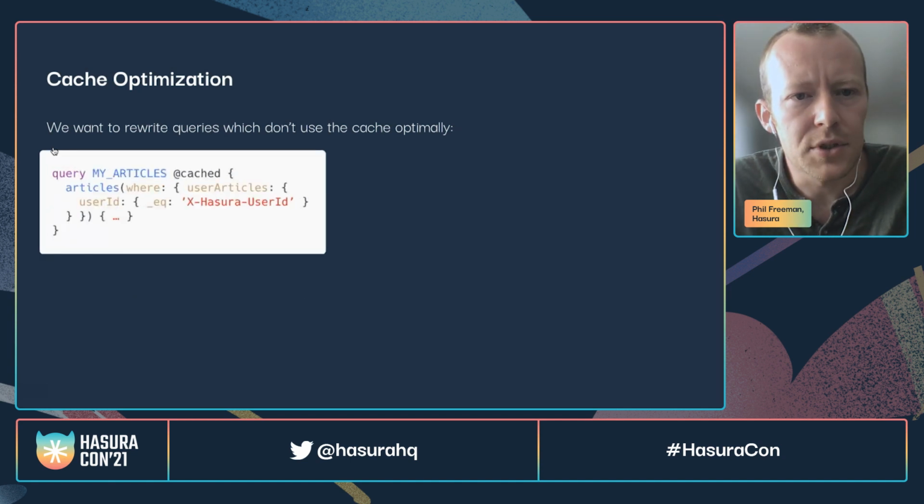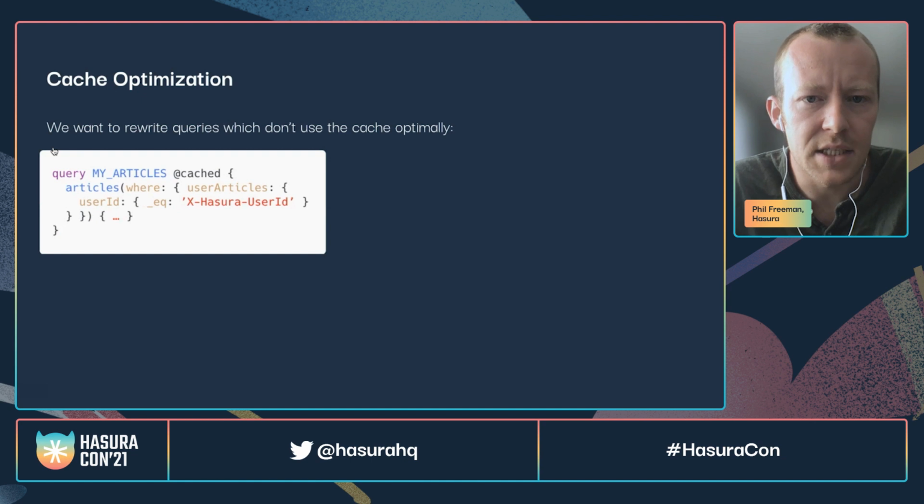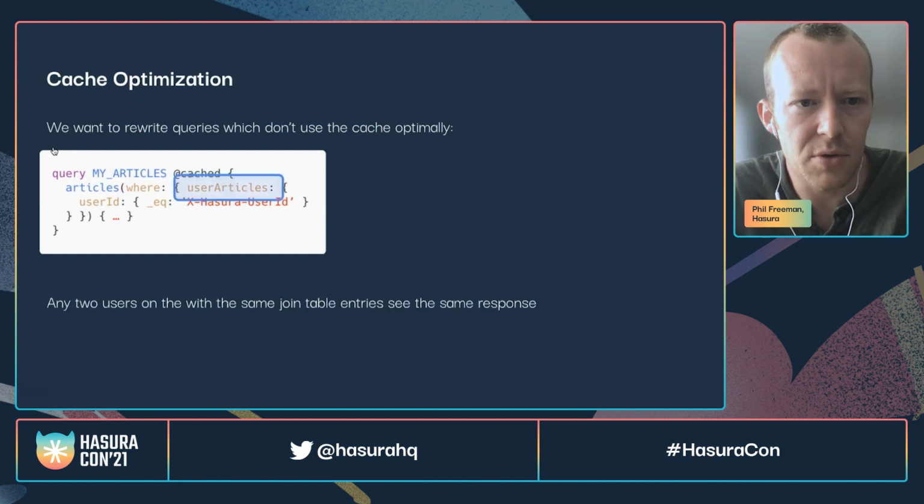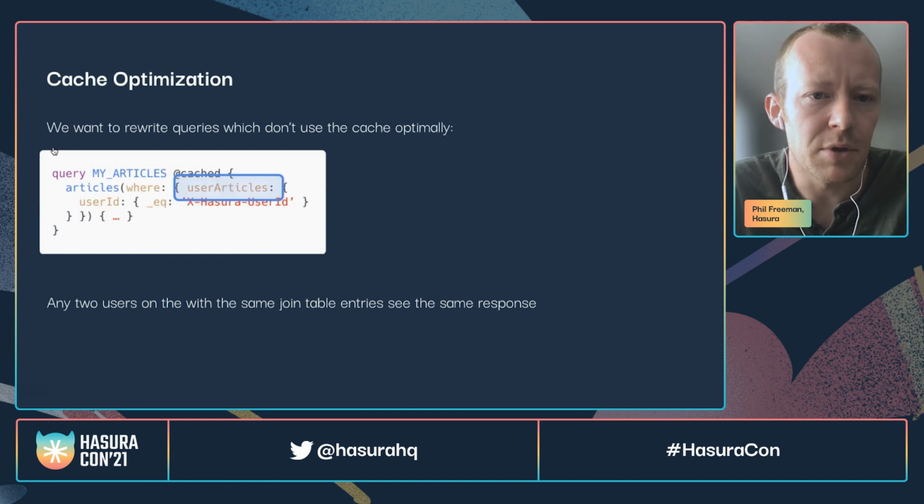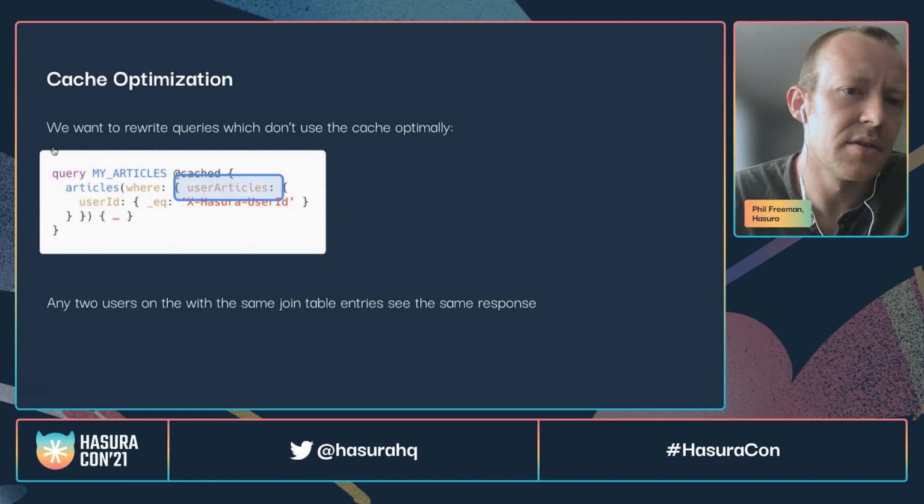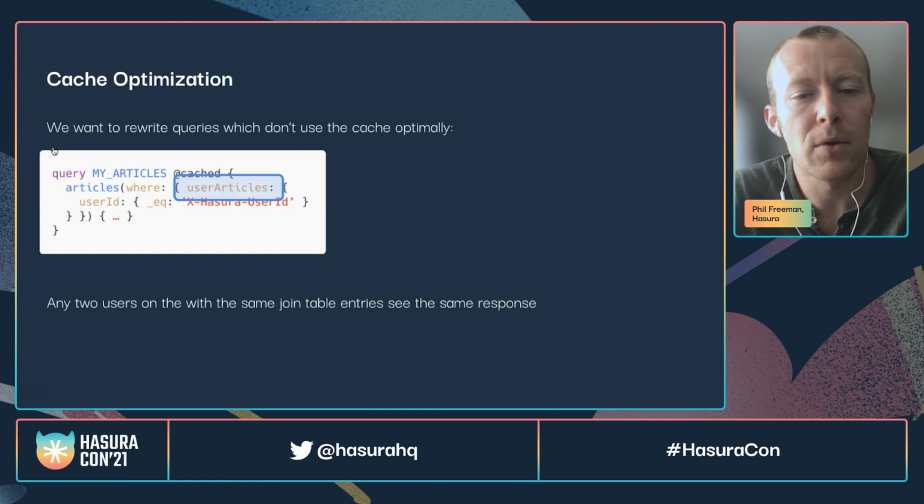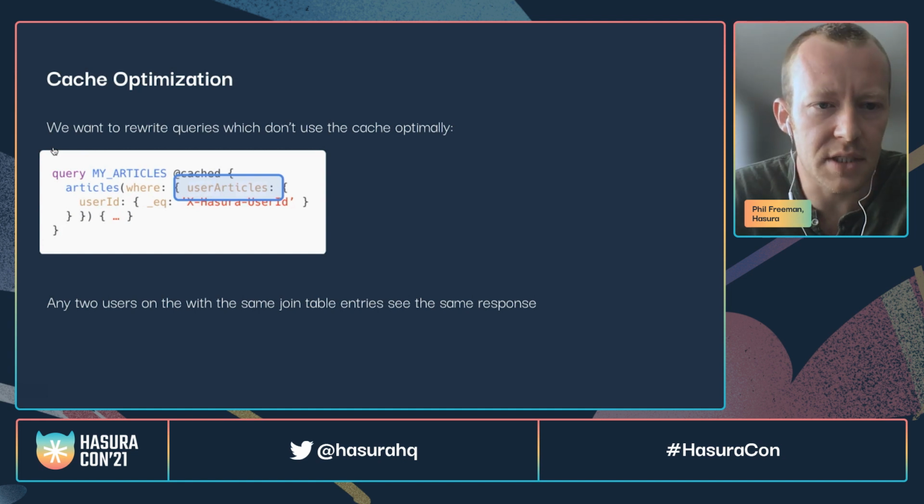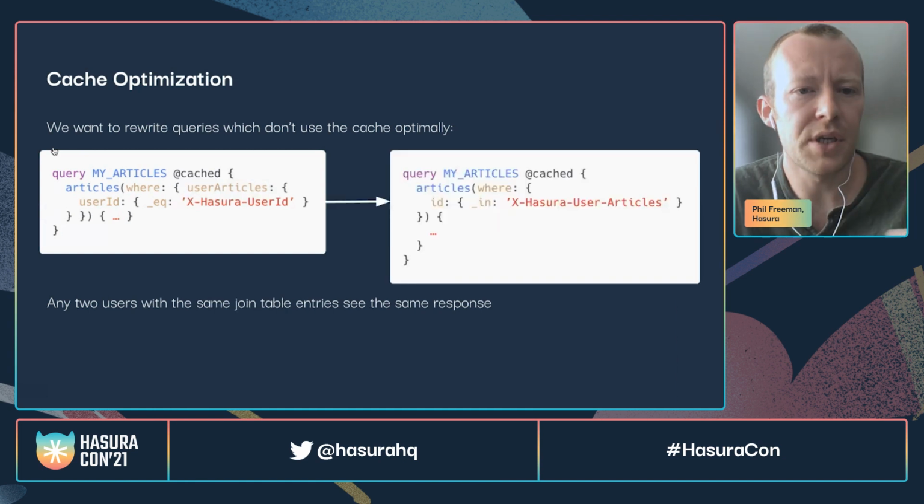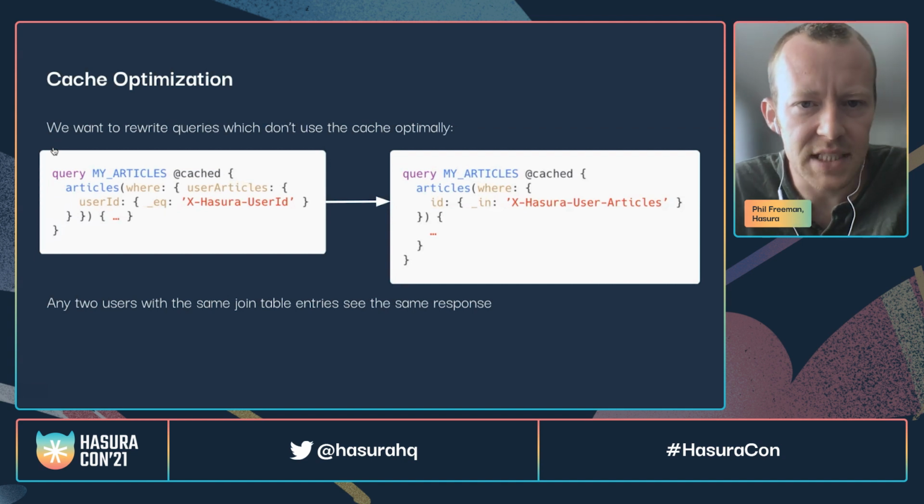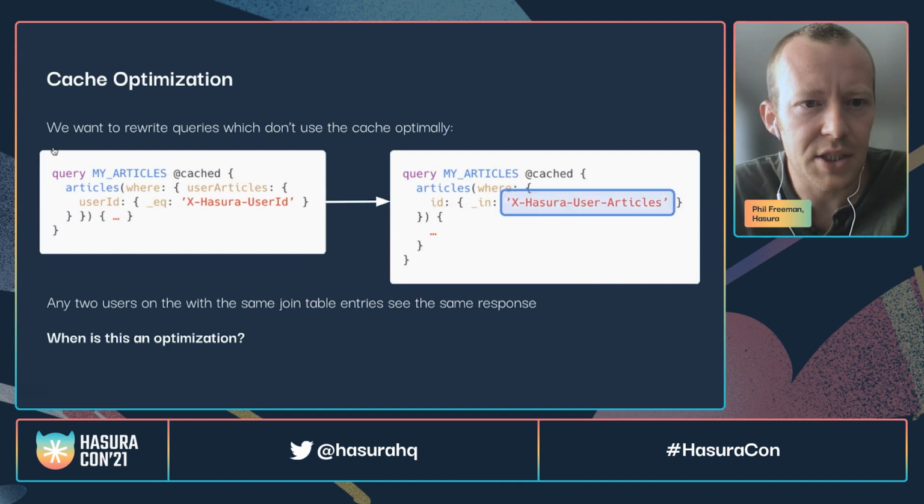And here's another example. So if we're fetching article data from an article database using a similar user ID as a session variable, but we have a join table, let's say, to figure out which articles each user can see. Now, the user ID, again, is very fine-grained. Every user has their own cache entries, so we don't get any sharing in the cache. And it would be better if we could create another auxiliary session variable, which represents all of the articles that a user can fetch. So if we do that, then now any two users with the same join table entries get to use the same cache key.